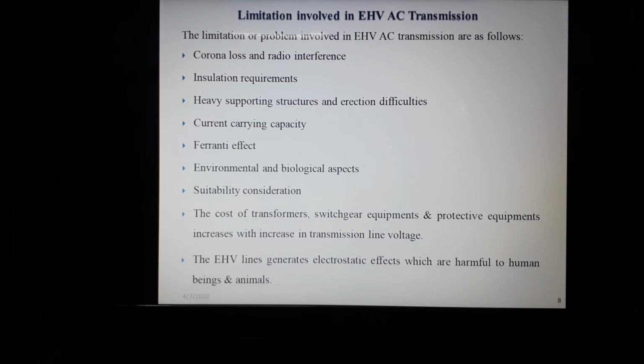The drawbacks or disadvantages of EHV transmission include corona loss and radio interference. As the conductor diameter is reduced and the voltage level is increased, corona visibility is more for the lesser diameter conductor, and it increases the corona loss. Intensifying radio interference is also produced in the case of EHV transmission.